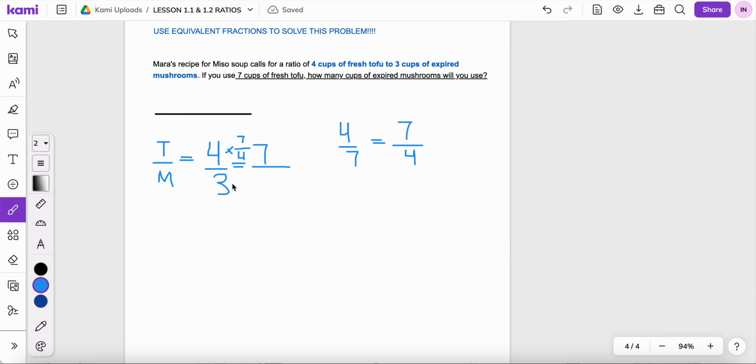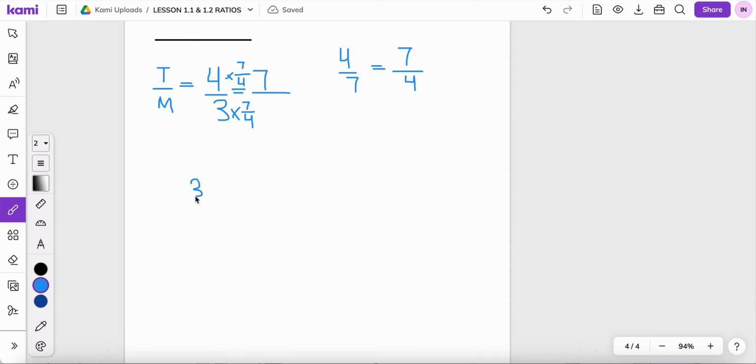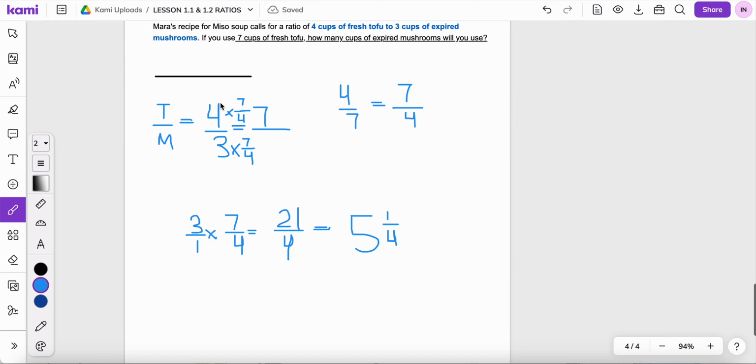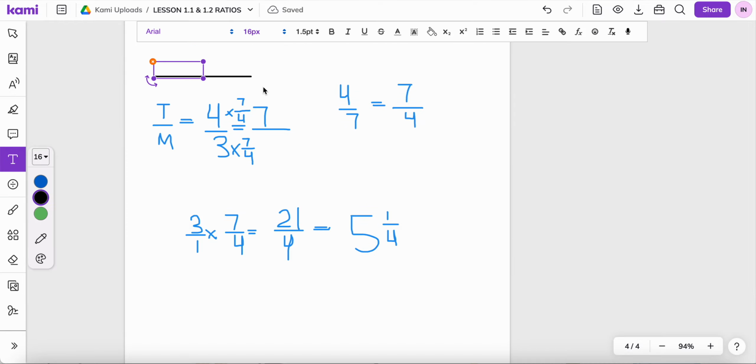So whatever we do to the bottom, we have to do to the top. We have to multiply by the reciprocal of the two numerators. So we have to do 3 times 7/4, and I'm going to solve that. That's 3 over 1 times 7 over 4. I get 21 over 4. And we know that 4 goes into 21 5 times. So that's our whole number, and we have 1/4 left. So our answer will be 5 1/4 cups of expired mushrooms.